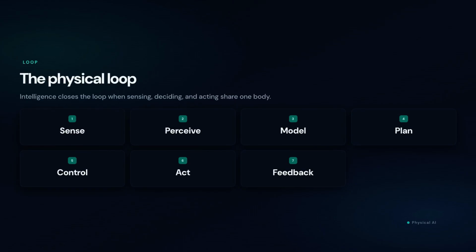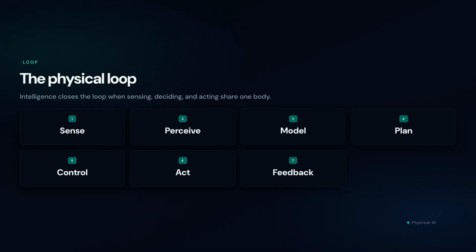Environment feeds sensors, sensors feed perception, perception builds a world model. Reasoning and task planning choose goals, motion planning and control drive the body, action changes the world, feedback returns. Miss a stage, and the robot is guessing with motors. Master the pipeline, and every later episode has a place to plug in.